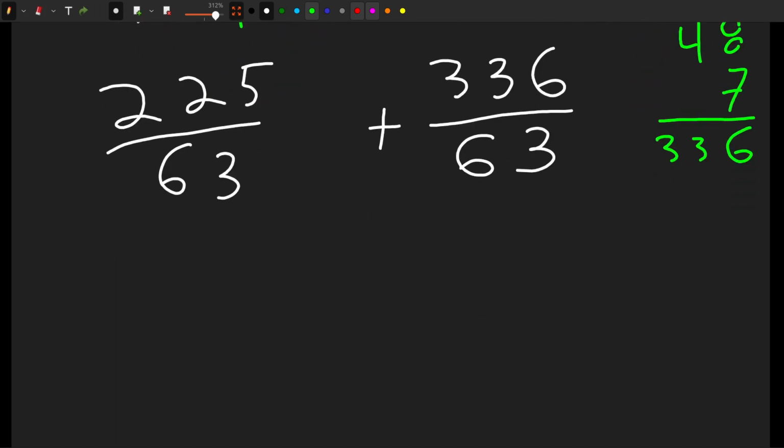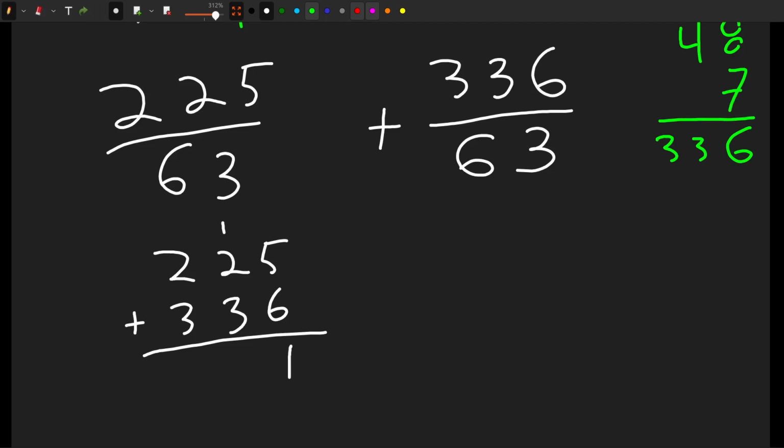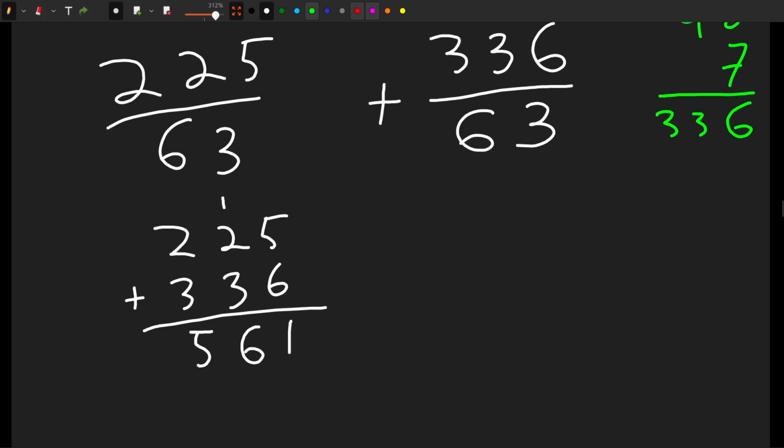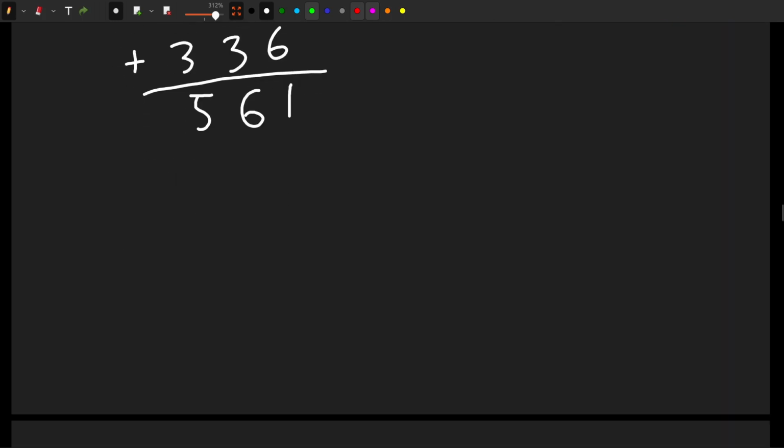Okay, so now we just have to add these all together. We have 225 plus 336. 5, wow, this takes me way back. 5 plus 6 is 11, carry the 1. 2 plus 3 is 5. 2 plus 3 is 5, plus 1 is 6. So we're going to get 561 over 63.